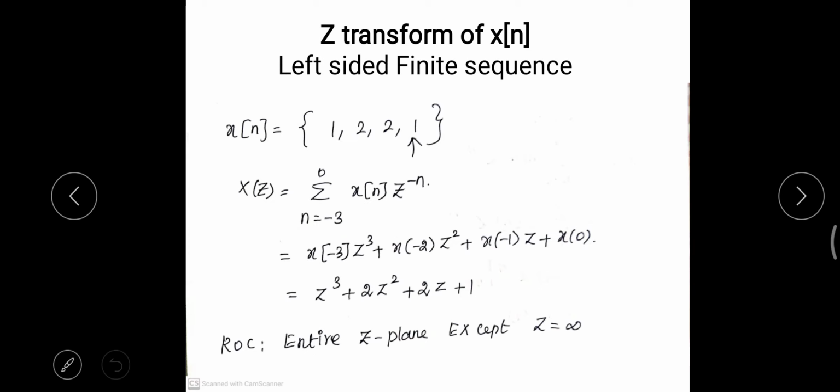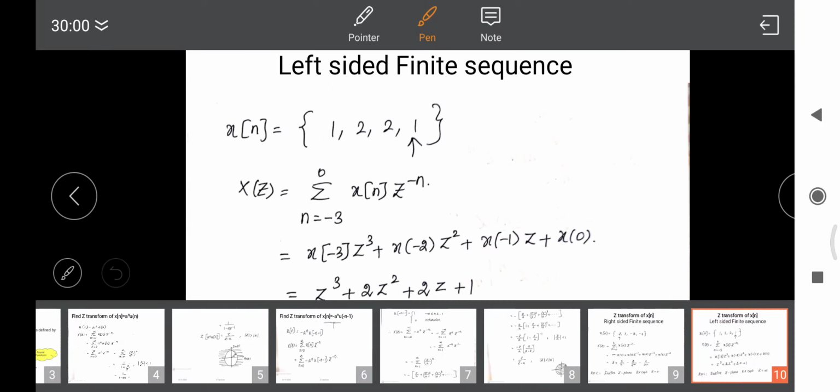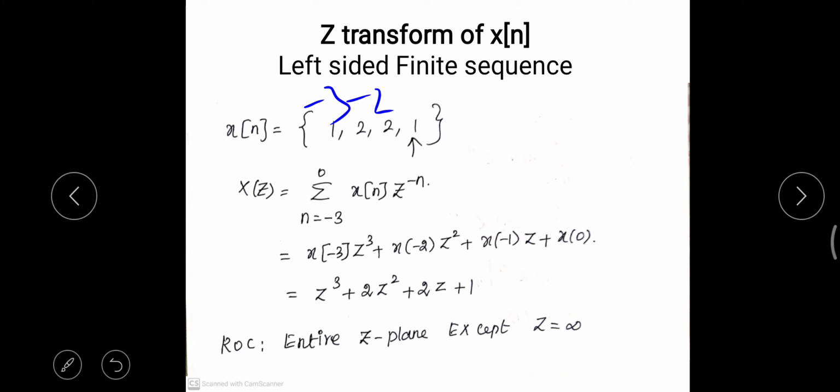Now we will go for the left-sided finite sequence. It is called a non-causal signal, or anti-causal signal. Here I consider x of n is equal to 1, 2, 2, 1, but the signal starts at n is equal to minus 3. So n is equal to minus 3, minus 2, minus 1, 0. Wherever the arrow mark is, that represents the origin. So this n takes values from minus 3 to 0.